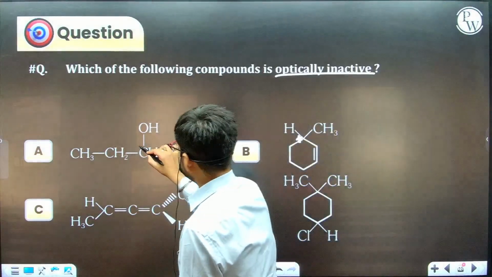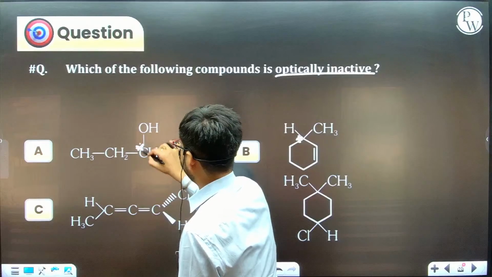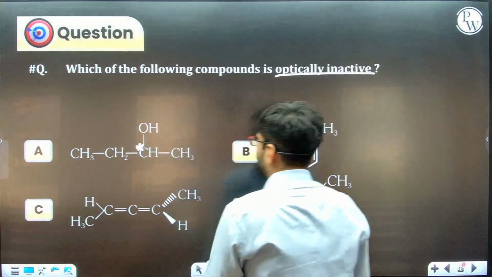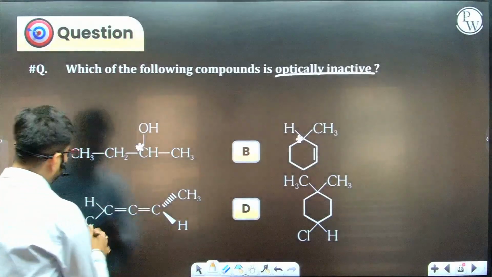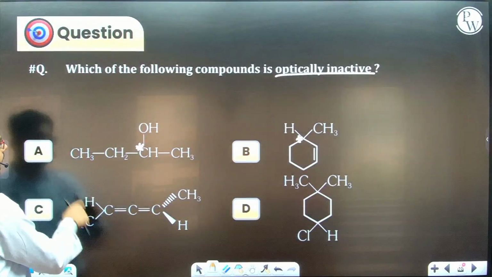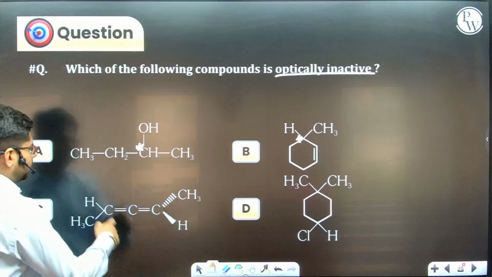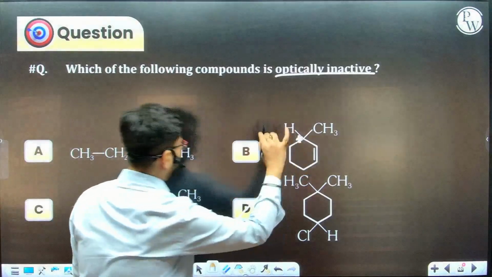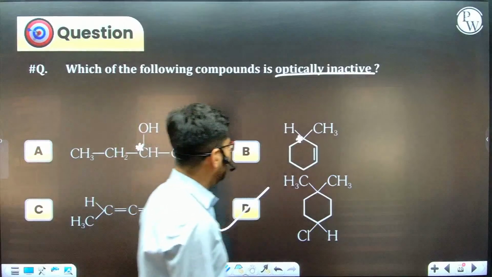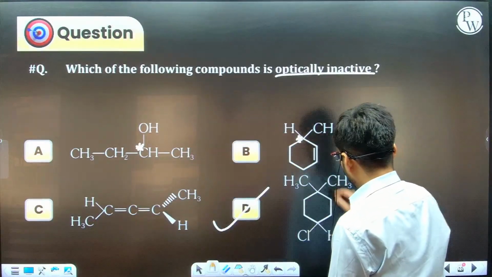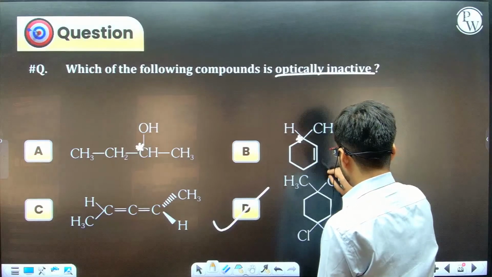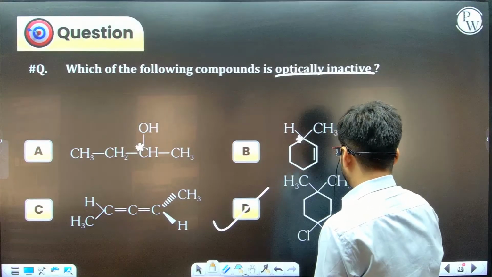Okay, this molecule is again optically active because there is only one chiral carbon here. This is a special system. This is an allene, such an allene where we have different groups attached to each terminal carbon atom. So this is again optically active. So this is the only one which is optically inactive. There is no chiral carbon atom at all, right? And also if you see, there is a plane of symmetry passing through the middle of this compound.